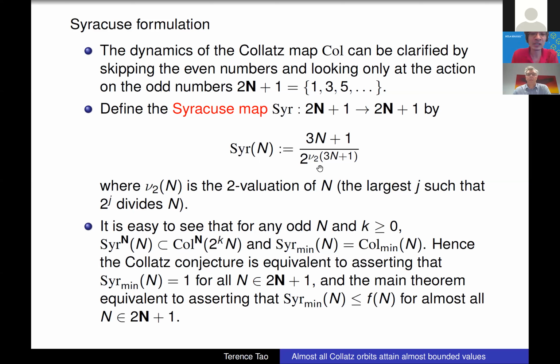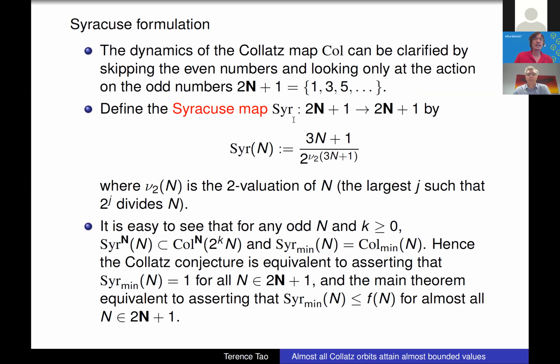So proving the Collatz conjecture is the same as saying that, starting with any odd number, if you iterate the Syracuse map, you always end up at 1. And the main result is equivalent to saying that for almost all odd numbers n, the Syracuse orbit won't necessarily get all the way to 1, but it can get lower than any function of n you wish, for example, less than log n. This is a minor reformulation of the problem, but it's more convenient because we don't have this splitting of cases into odd and even. Yes, so the Syracuse map multiplies by 3, adds 1, and then divides by some power of 2.